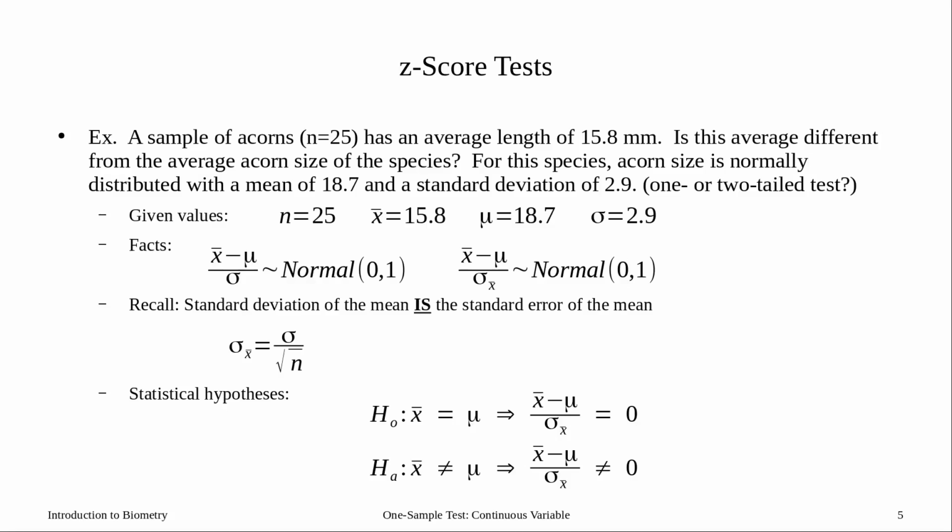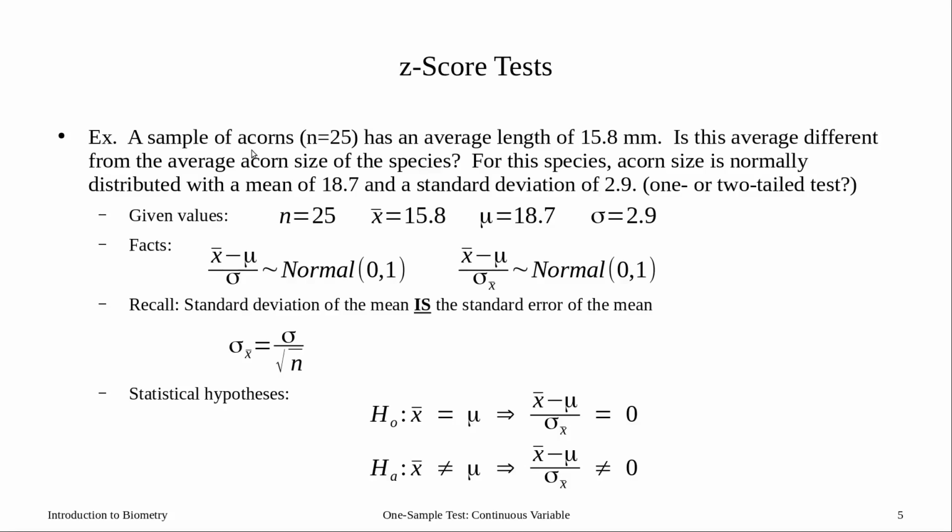Hopefully you've decided it's a two-tailed test. This question, is the average different from the average acorn size of the species, is our biological question, and how we stated it basically says we're going to do a two-tailed test. If the average is equal, we're going to either reject that and then conclude that they are not equal. We didn't specify a direction.